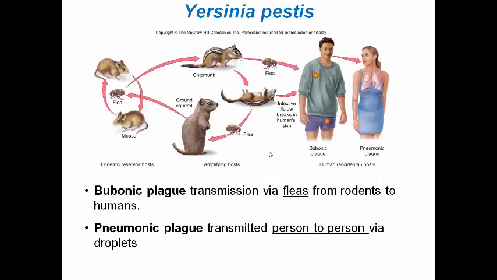This shows the transmission. Bubonic plague is transmitted via fleas from rodents to humans. Pneumonic plague is transmitted person to person via respiratory droplets.